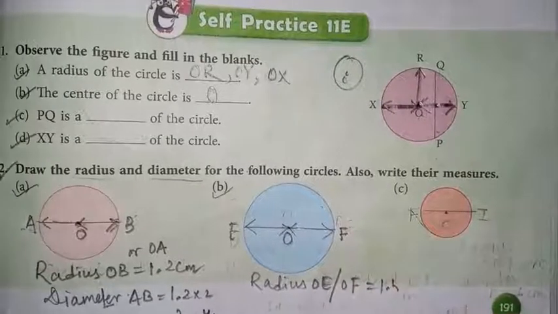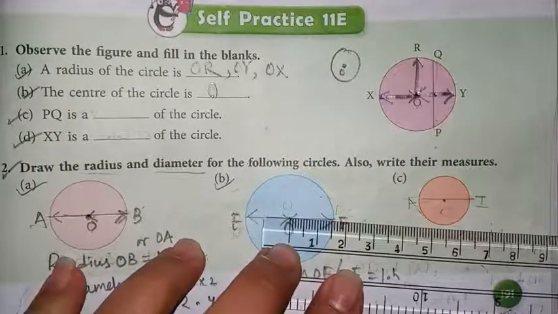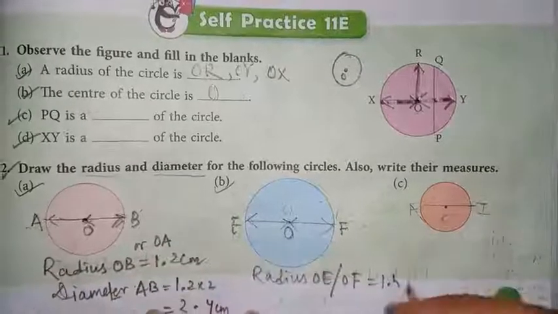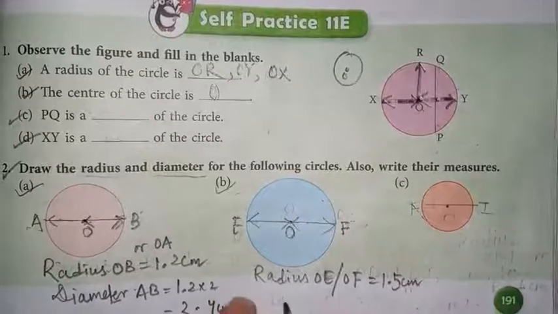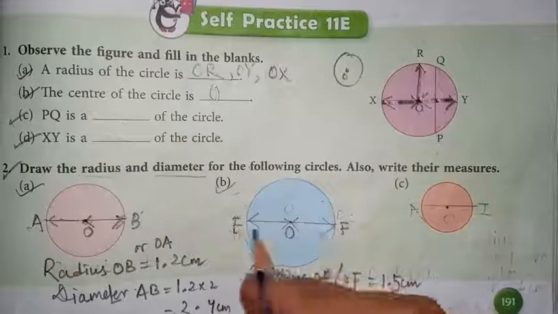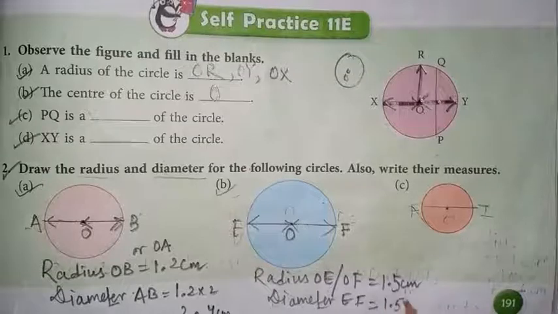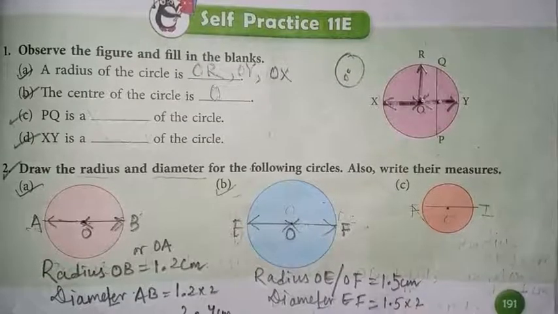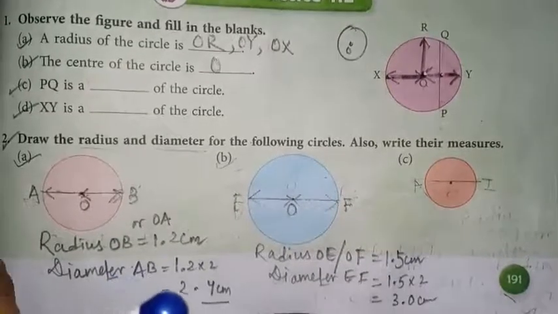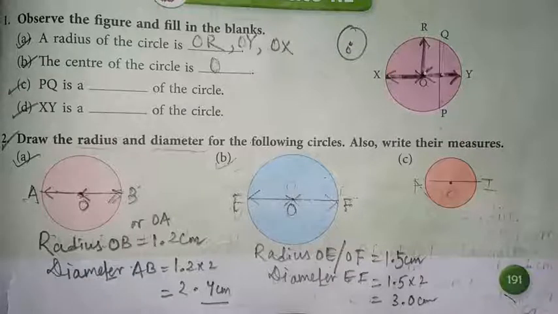What was the measurement? Sorry, I forgot. It is 1 point. Okay, it is 1.5 centimeter. Yes, it is 1.5 centimeter, and the name of the diameter is EF or FE. You may write EF or FE, which is 1.5 into 2, which is 3.0 centimeter. All right, so the diameter is 3.0 centimeter, or it is 3 centimeter. 1.5 plus 1.5 is 3.0, which is considered as 3 centimeter.